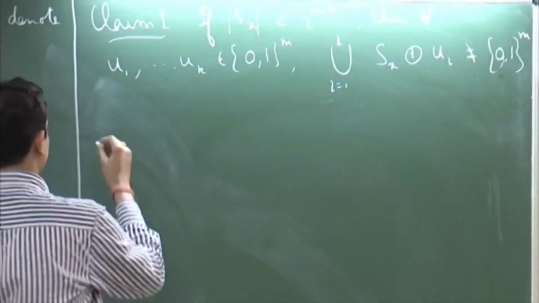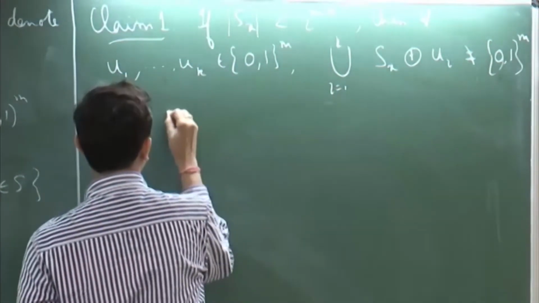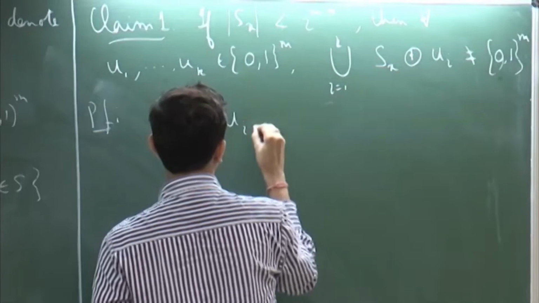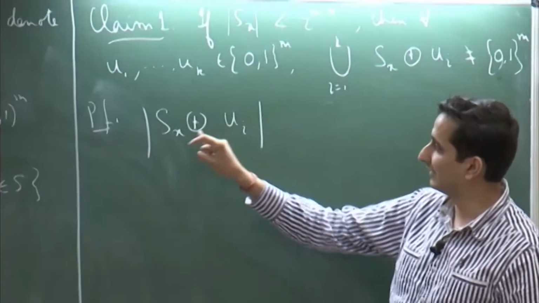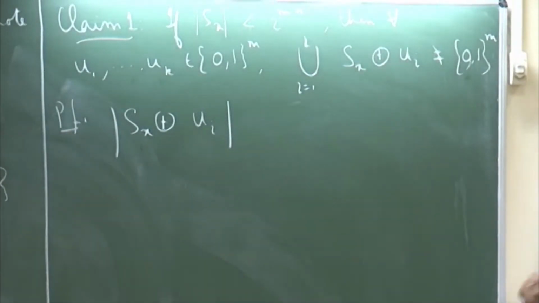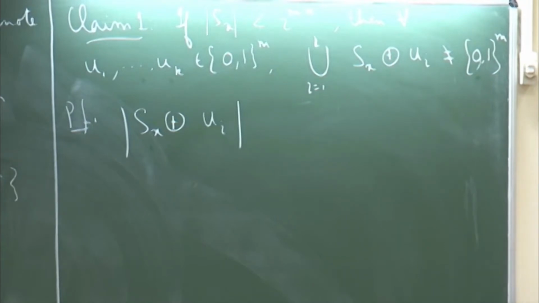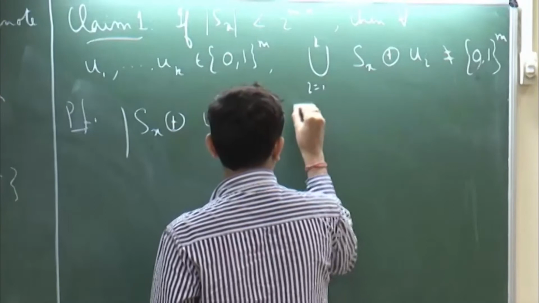This proof is actually quite easy. It just follows from simple counting. What is the cardinality of S of x XORed with any ui? It's actually equal to the cardinality of S of x. It cannot be less than that, because if you look at the XOR of ui with any element, for any two different vectors it will always give two different values, by the very definition. So this cardinality is equal to S of x.